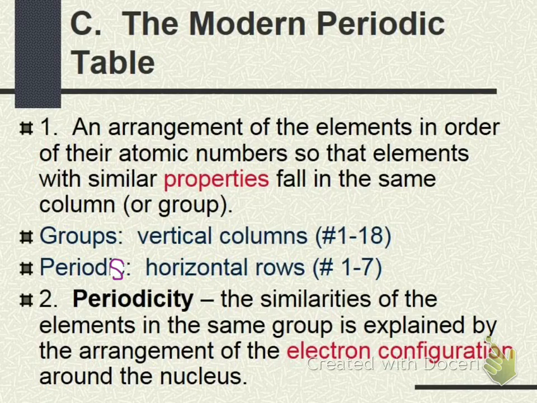Okay? Periodicity, the similarities of the elements in the same group, is explained by the arrangement of their electron configuration. Because remember, everything in the same group has the same outer electron configuration. For example, group 1 has an s1 configuration. Either it's 1s1, 2s1, 3s1 as you go down the group. So it's their electron configuration around the nucleus that gives them these similar properties.